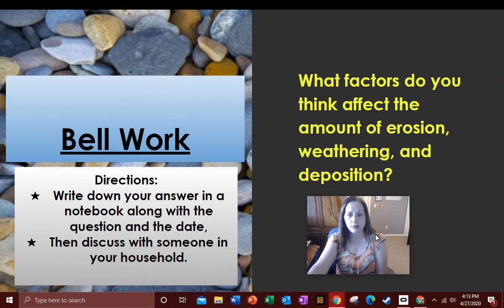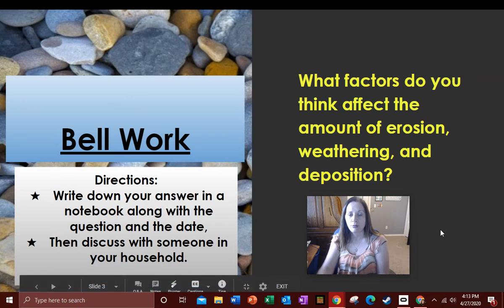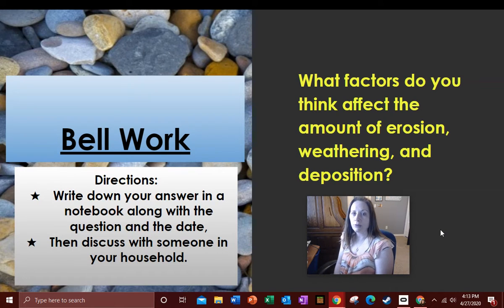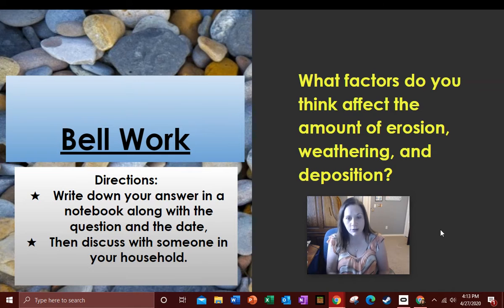So before we start, this is a question I would like you to look at and think about and try to answer. What factors do you think affect the amount of erosion, weathering, and deposition that occurs in land? So what things might be affecting how much the land erodes? We did look at that briefly in our reading 9.1. So think back to that.